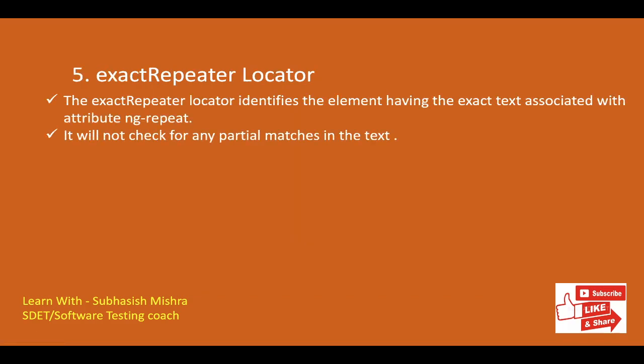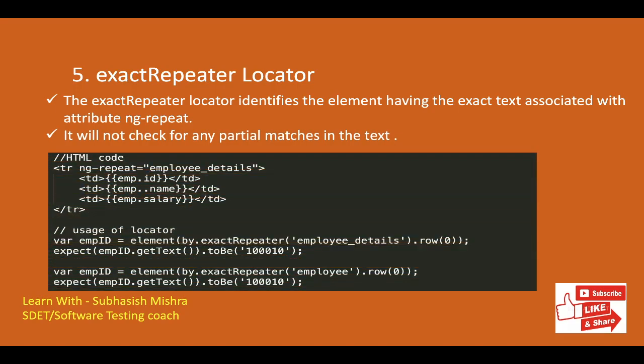Similarly, we have one more locator which is known as exactRepeater. The exactRepeater locator identifies the element having the exact text associated with the attribute ng-repeat. It will not check for any partial matches in the text. Here also we have taken the same example. Then how to use it?